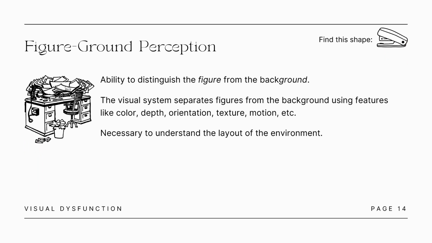Figure ground perception is the ability to distinguish the figure from the background. It's like finding this stapler here on this cluttered desk. The object of our attention is the foreground. Everything else is the background. This skill is necessary to understand the layout of our environment or to find that stapler on the cluttered desk. The visual system separates figures from the background using features like color, depth, orientation, texture, and motion. For that reason, many scholars consider visual discrimination, that we talked about in the last slide, to be foundational to higher levels of visual perception.